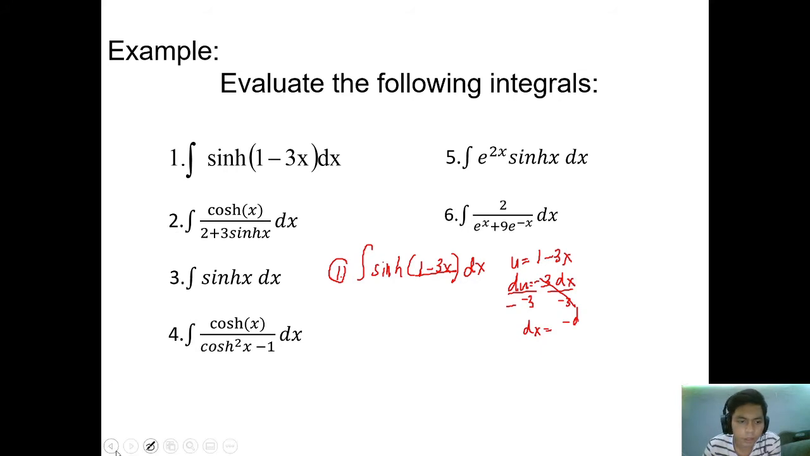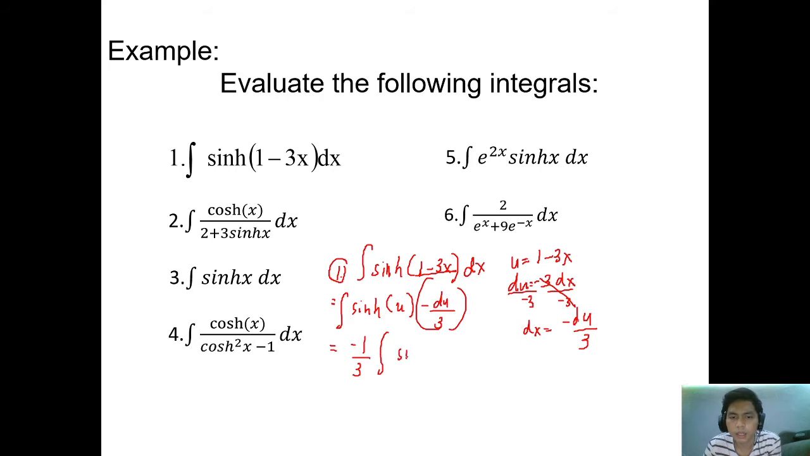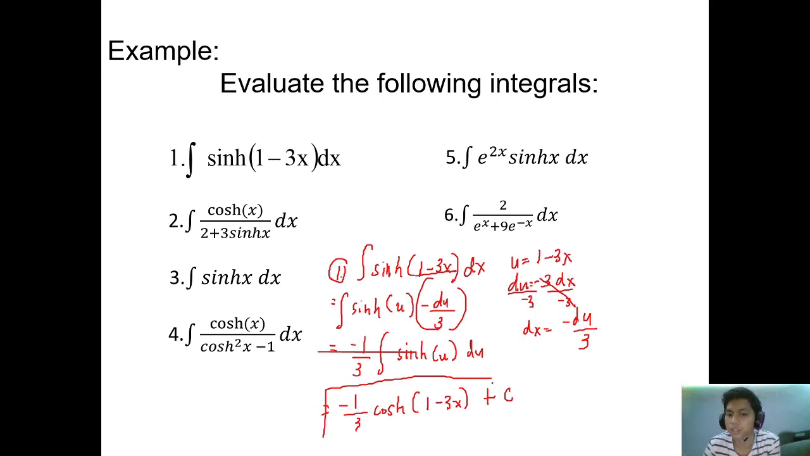So dx equals negative du over 3. So therefore, if you rewrite this equation, that is sinh of u times negative du over 3. So that's actually negative 1/3 integral of sinh u du. So therefore, that's negative 1/3 cosh of, what's u? It's 1 minus 3x, plus c. And that is your final answer. Okay, very easy number 1.